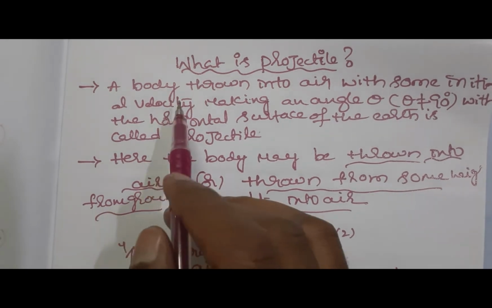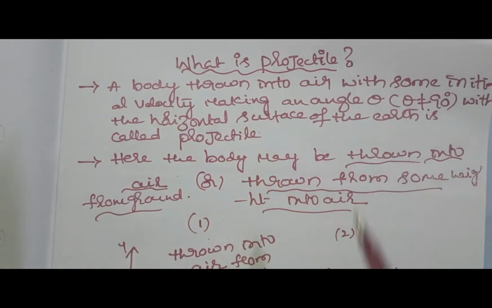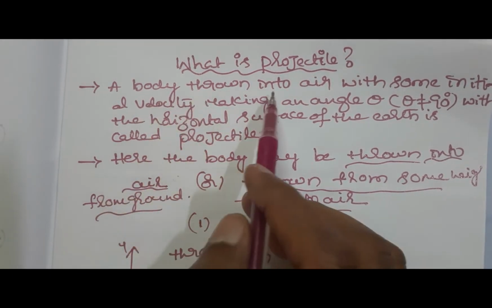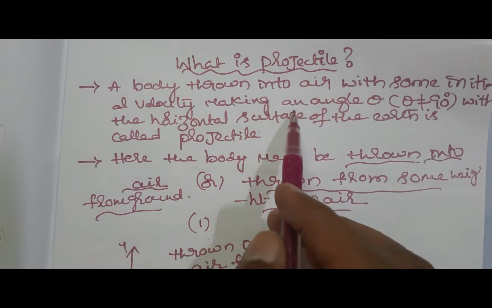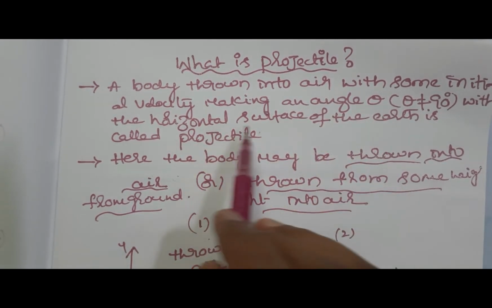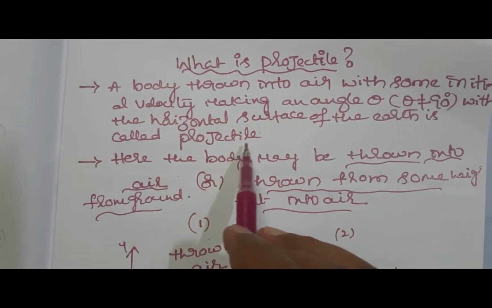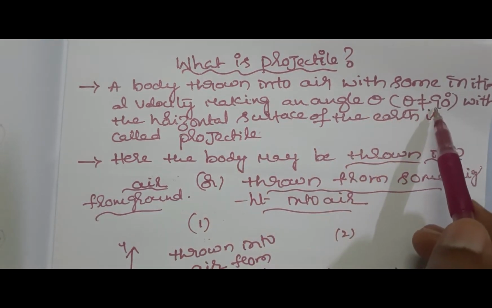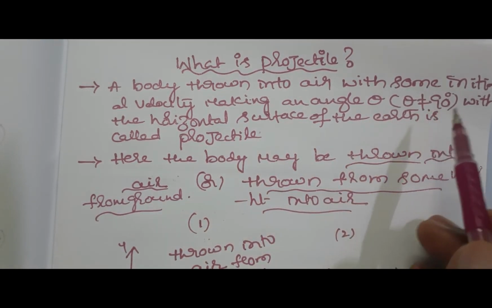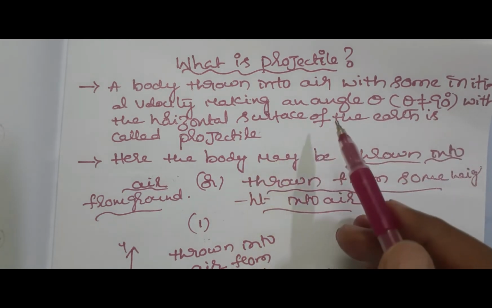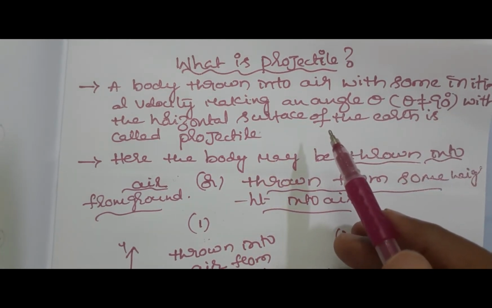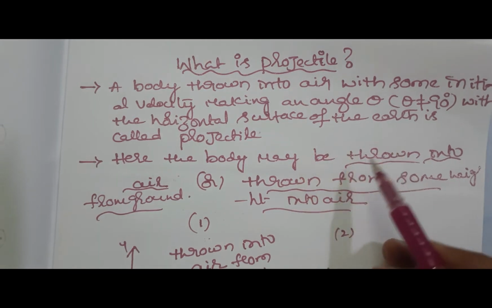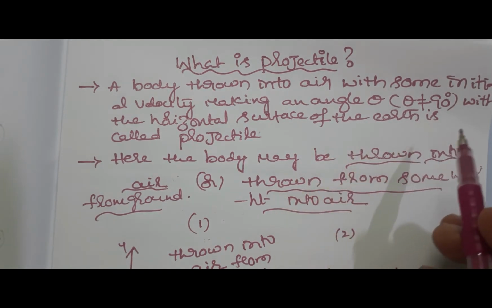Briefly about a projectile and projectile motion. A body thrown into air with some initial velocity making an angle theta with the horizontal surface of the earth is called a projectile. Here the angle theta is other than 90 degrees. It is a condition: when a body is thrown into air with some initial velocity, the direction of velocity should be at an angle other than 90 degrees with the horizontal surface of the earth.